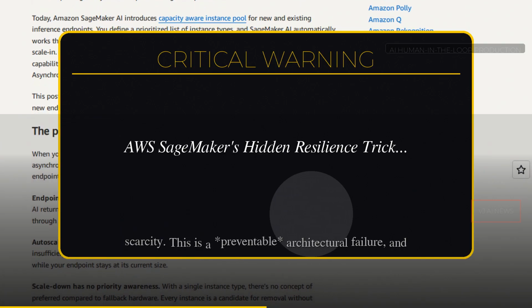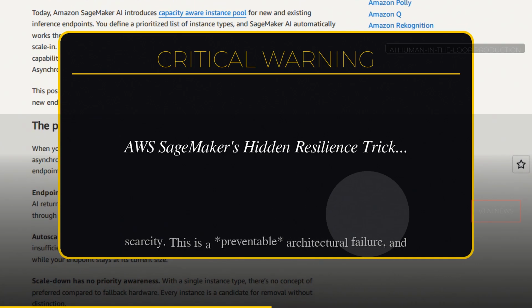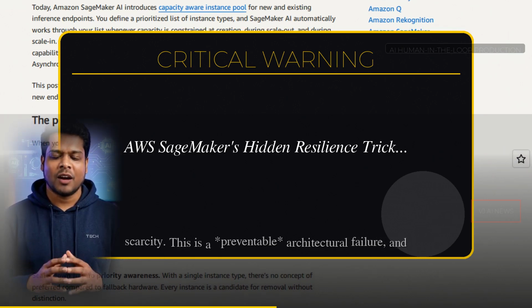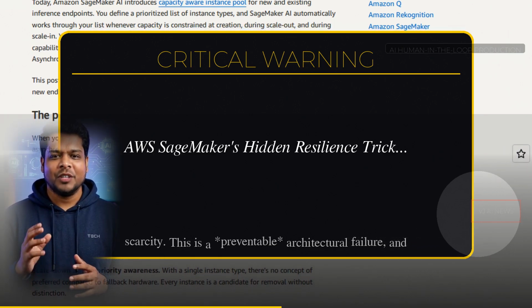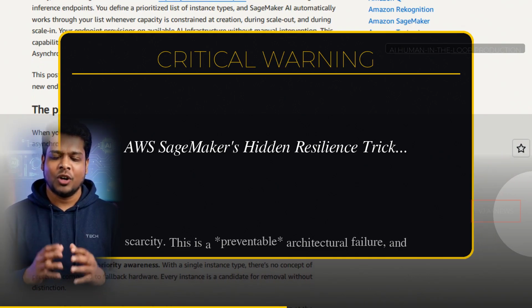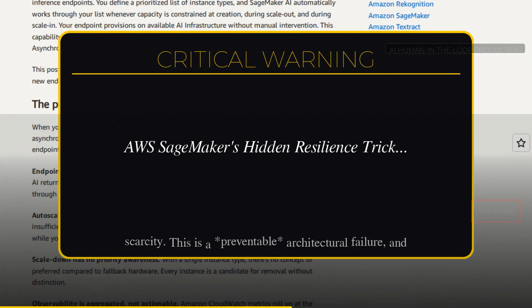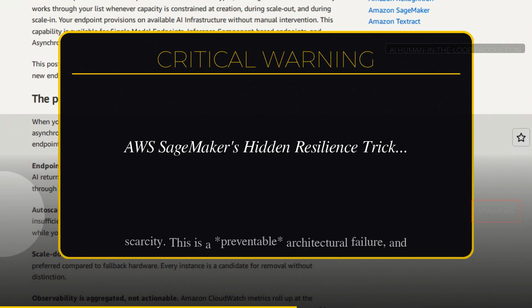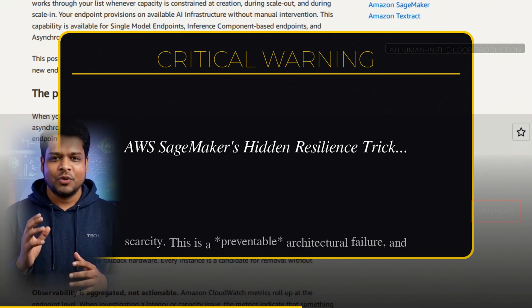And number 3, the most important part, decoupling the model from the hardware. This feature nudges you into the good practice of building model containers that aren't hard-coded to one specific GPU architecture. Your container needs the drivers and libraries to run on any of the instances in your list.